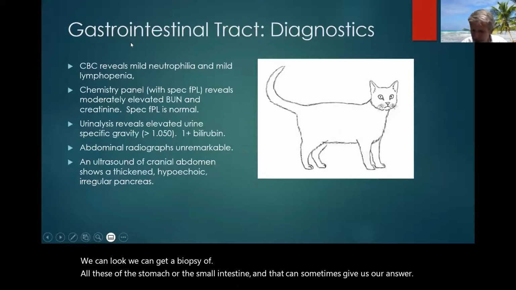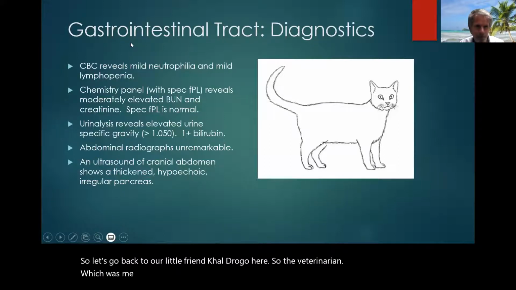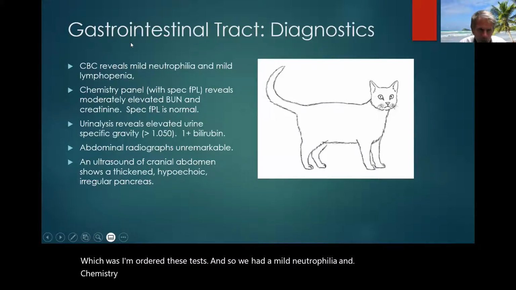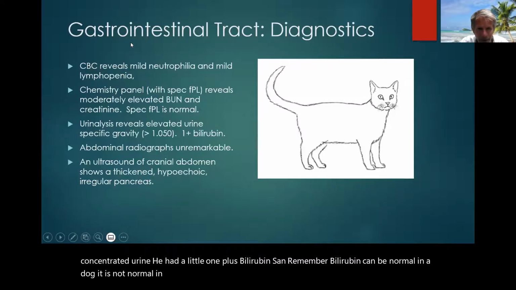So let's go back to our little friend Cal Drogo here. The veterinarian, which was me, ordered these tests, and he had a mild neutrophilia, and on the chemistry panel, the FPL was normal. He had a moderately elevated BUN and creatinine, and very concentrated urine. He had 1+ bilirubin, and remember, bilirubin can be normal in a dog. It is not normal in a cat. It can be normal in a male dog, but it is never normal in a cat.